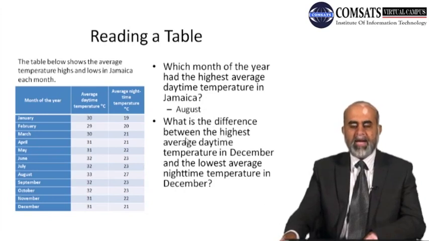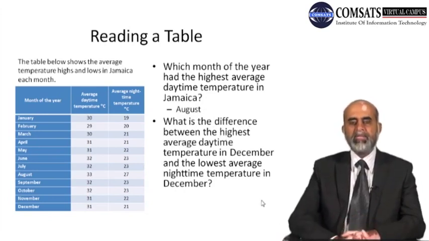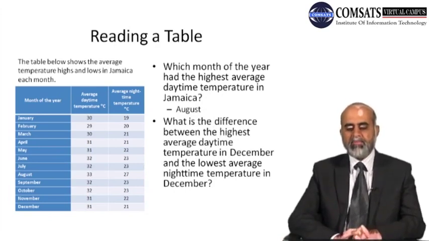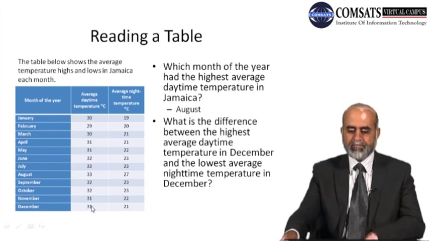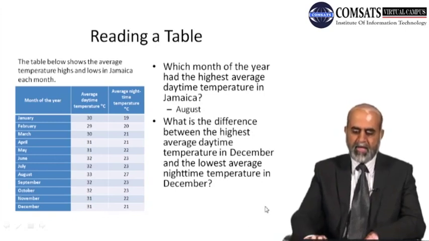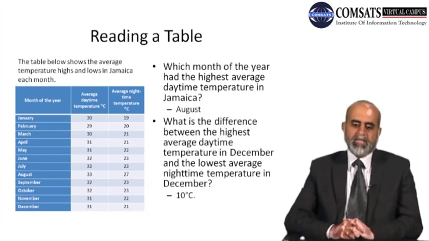What is the difference between the highest average daytime temperature in December and the lowest average nighttime temperature in December? So this time we are just going to look at one row, which is December. We will look at average daytime temperature, which is 31, and then average nighttime temperature, which is 21. In order to find the difference, we will take 21 from 31, and our answer will be 10 degrees centigrade.